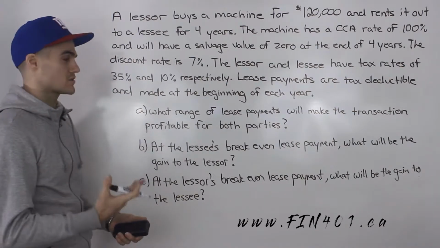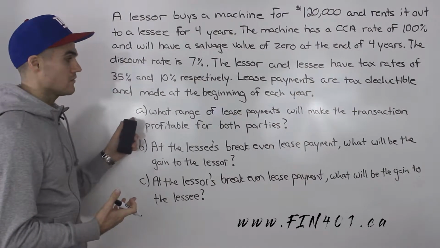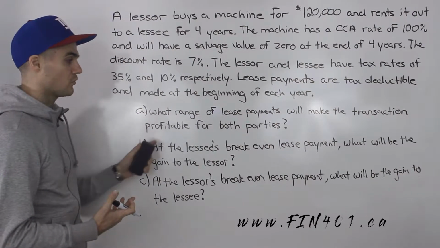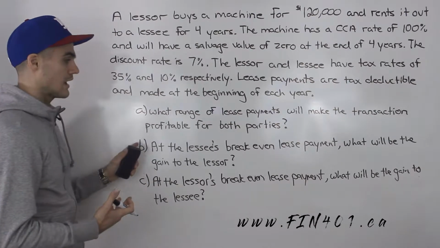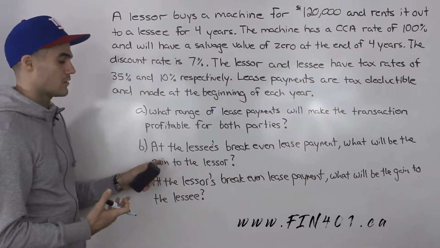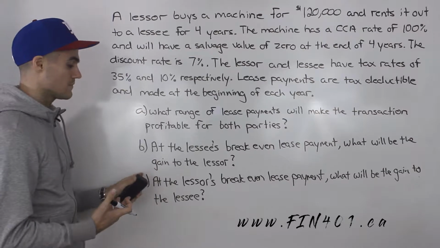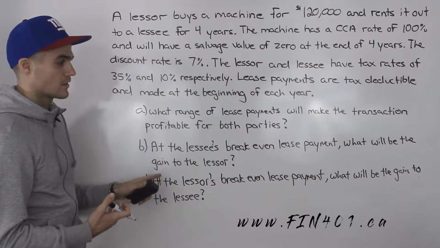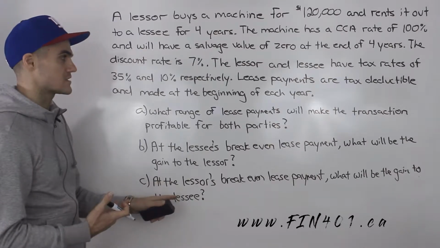And there's 3 parts to this question. Part A, what range of lease payments will make the transaction profitable for both parties? Part B, at the lessee's break-even lease payment, what will be the gain to the lessor? And then Part C, at the lessor's break-even lease payment, what will be the gain to the lessee?